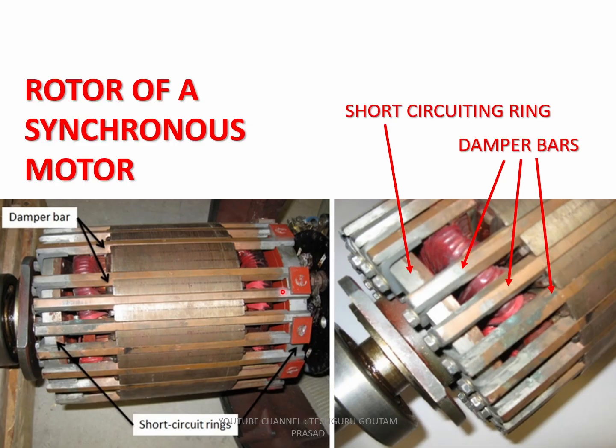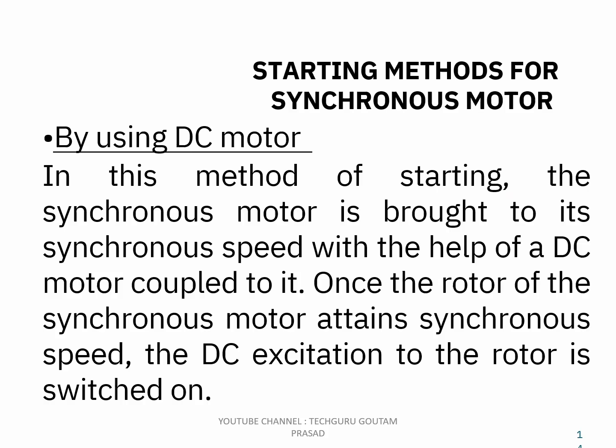These are the damping bars; damper bars and damping bars are the same thing. And this inner ring is the short circuiting ring. Basically, there is a single ring that has been used to short circuit all these bars, and this helps the rotor to start as an induction motor in the beginning, and then when it reaches nearby synchronous speed, we switch on the DC supply of the rotor.